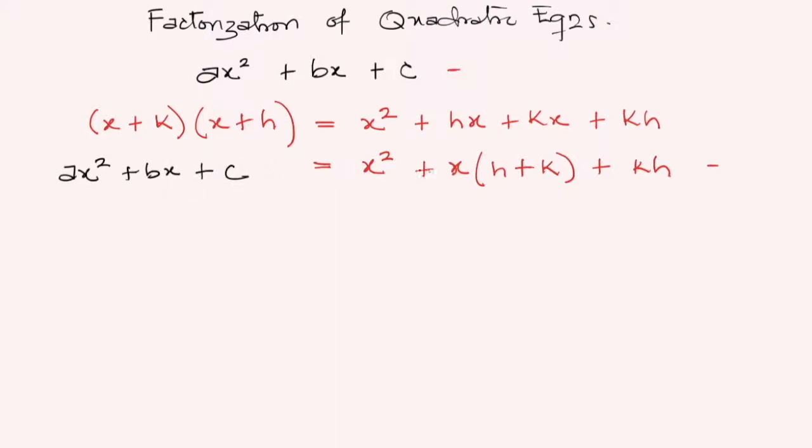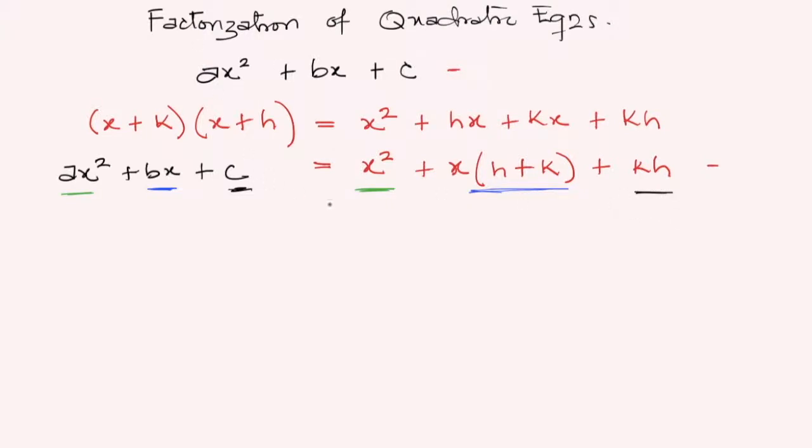Now don't forget that we derived this from our initial assumptions that this is the kind of factors we're looking for. So if you look at this, you can see that now ax squared is the same as what we have here. The only thing is the coefficient is 1 here. And bx is the same as what we have here. In this case, b is equal to h plus k, and c is equal to k multiplied by h.